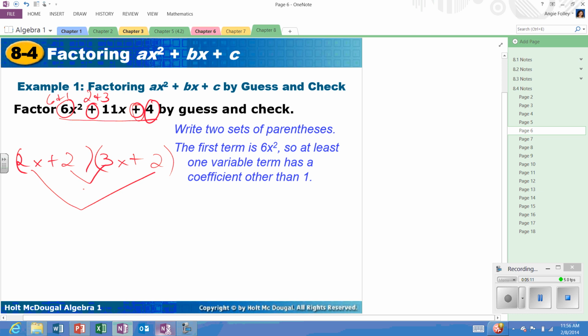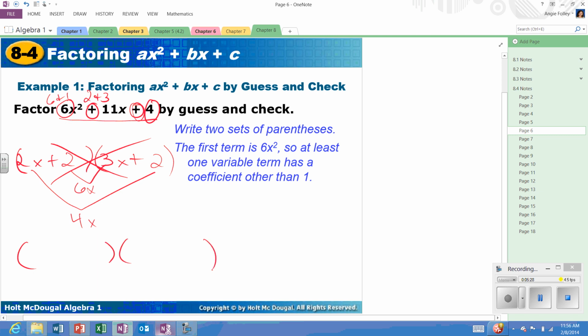So what's 2 times 3x? That's 6x. And then 2 times 2x is 4x. So does that combine to give me 11? Well, it doesn't. So that guess and check one didn't work. So we're going to try a different set.